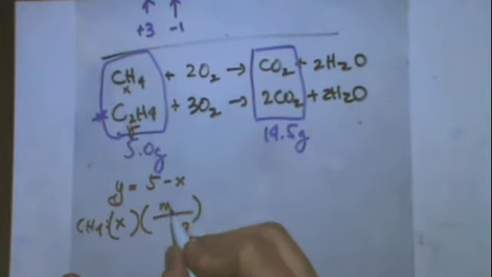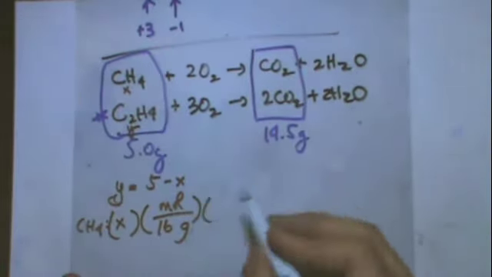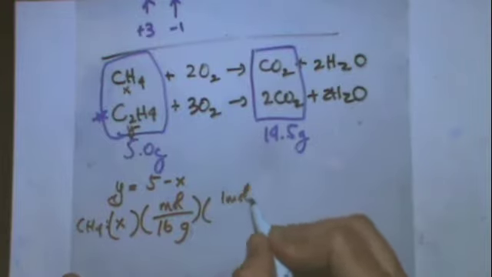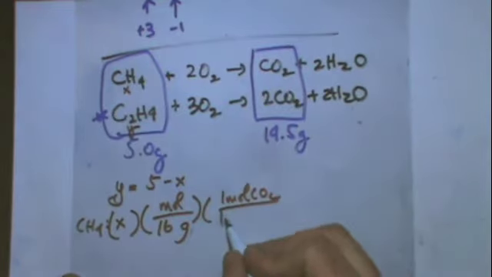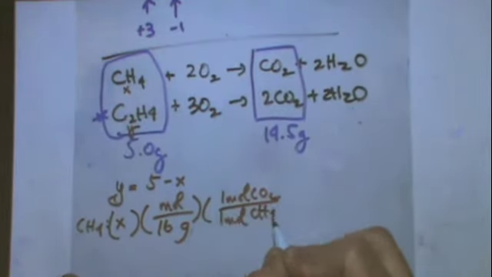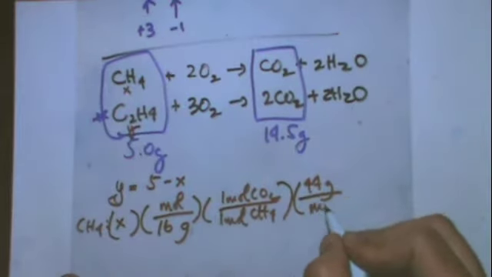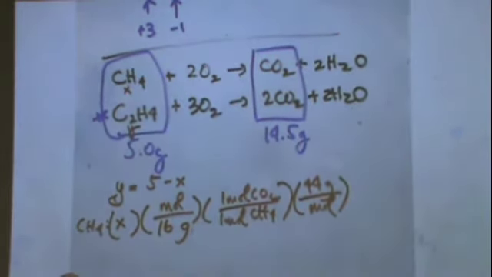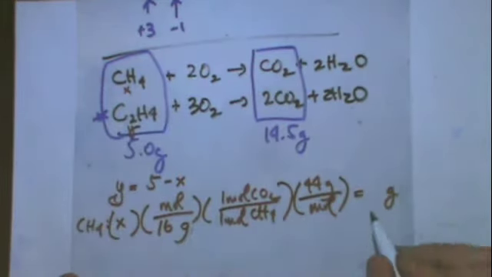We do use the molar mass of CH4, which I think is around 16 grams per mole. And then you can say, well, there's 1 mole of CO2 in its own reaction for every 1 mole of CH4. And then do a little conversion. There's 44 grams per mole of CO2. This is a little different than the way you see the answer key solve it. And this will be grams of CO2.